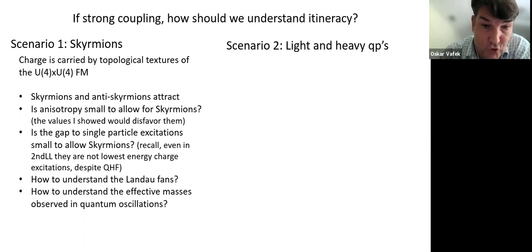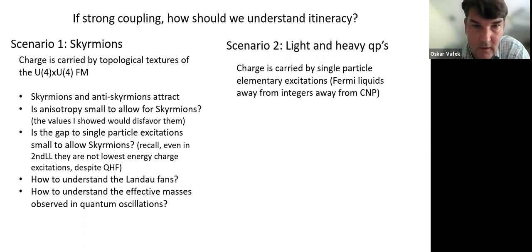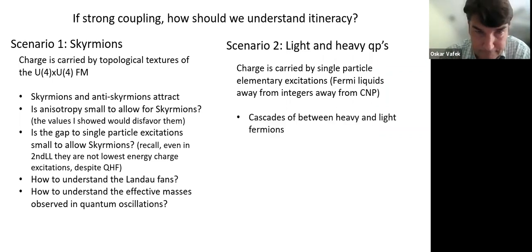So in a scenario 2, which I will try to propose, we want to think about the excitations as being the quasi-particles that come into filling these strong coupling dispersive bands. And as I will show you, they interestingly become either light or heavy, depending on whether we are doping towards the charge neutrality point or away from the charge neutrality point. So in this picture, the charge would be carried by a single-particle elementary excitation. And at least doping away from the charge neutrality point, from integers, we think will give rise to Fermi liquids.